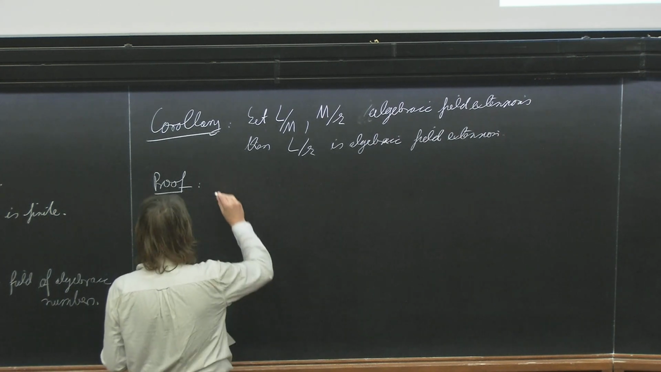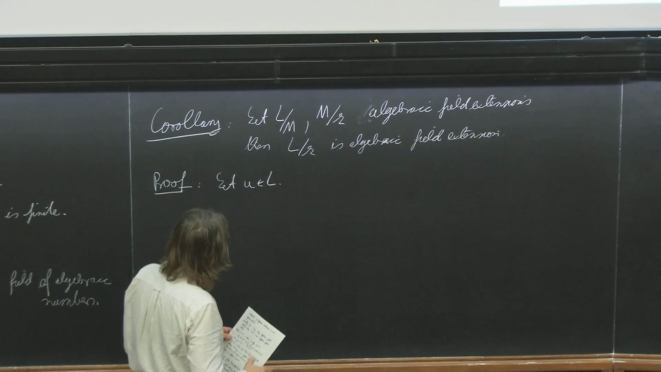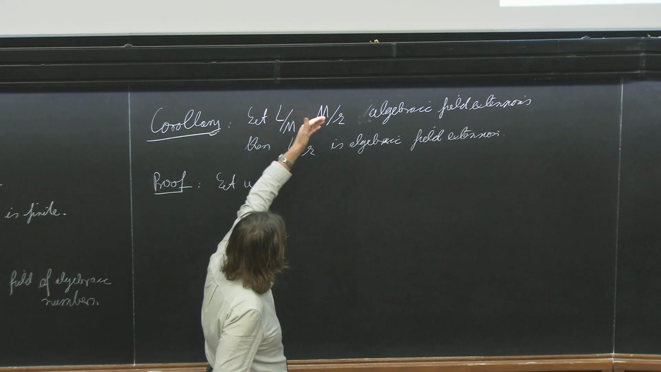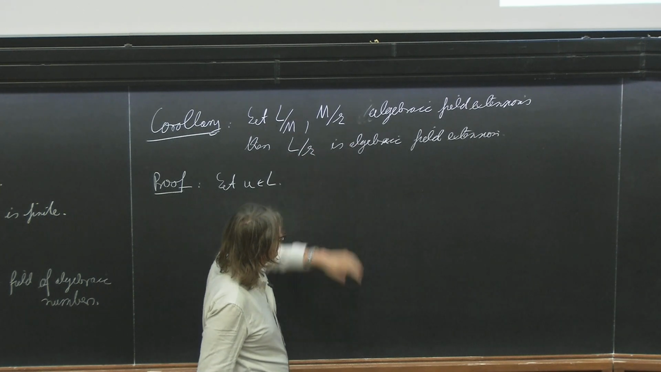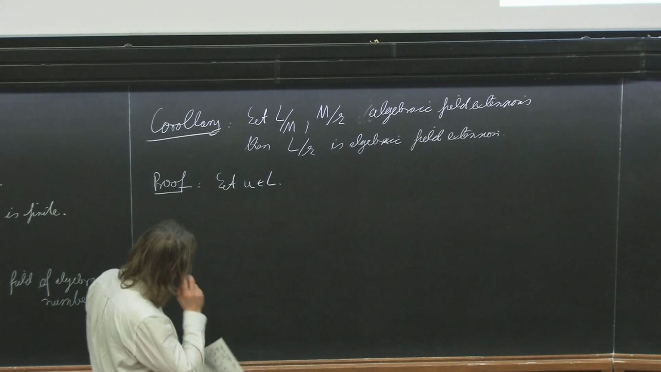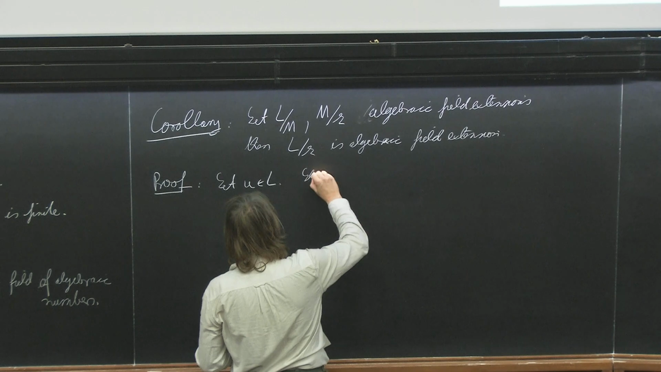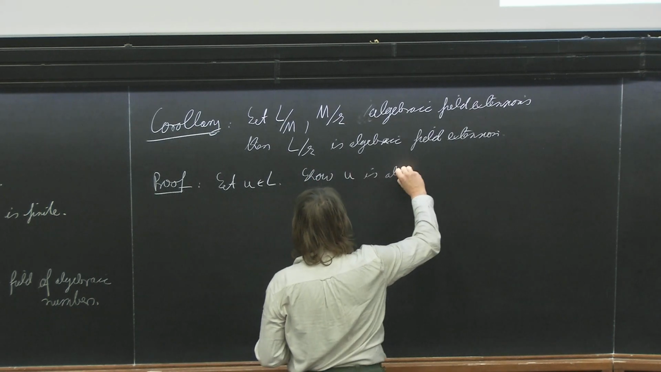So we take any element u in L. So note if these two were both finite field extensions, then this extension would be finite and therefore also algebraic, but we precisely assume it's not finite. But we can still reduce ourselves to the finite case. We want to show u is algebraic over K.